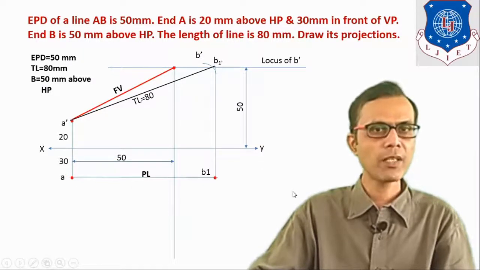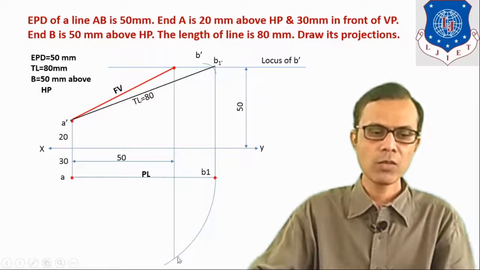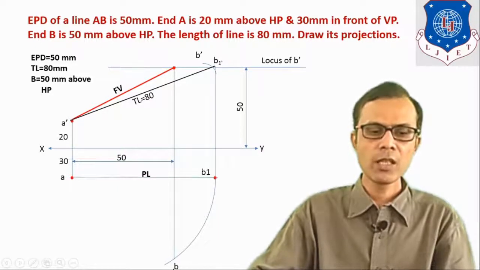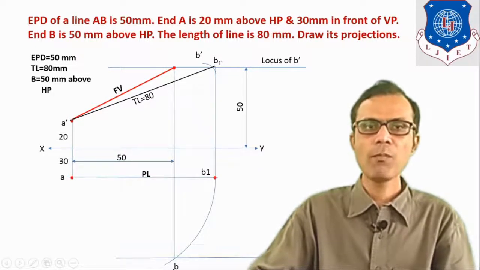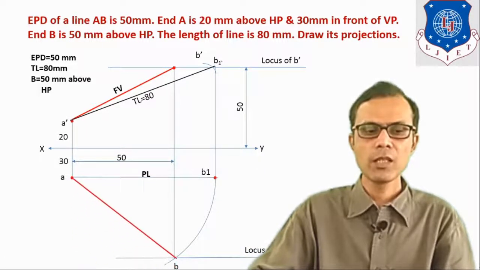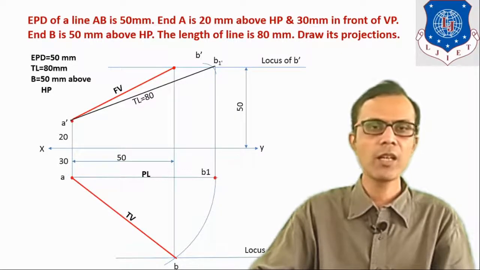So take compass size equal to AB1, with A as the center point, and draw an intersecting arc. The point where it intersects is point B. From point B, draw a horizontal line, the locus of B. Join point A and point B. So AB is the final top view.